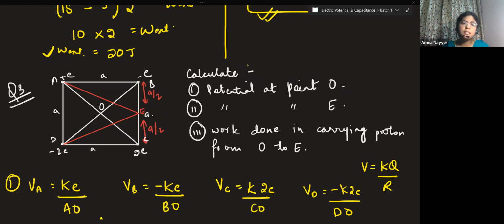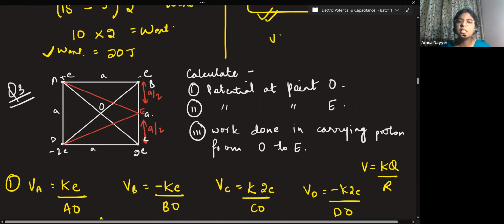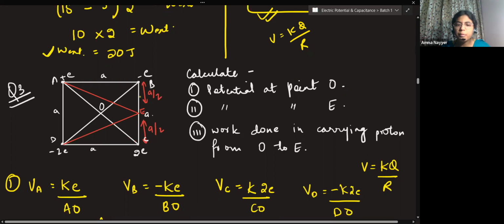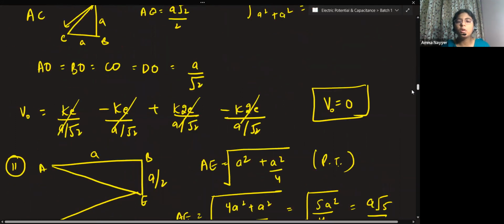Yes, nobody has answered till now. See, potential is what? KQ by R. K is the constant that will remain the same. What is the charge at point A? Plus E. So KE. And what is the separation? We have just now calculated the value of AE. So why were you not able to answer?